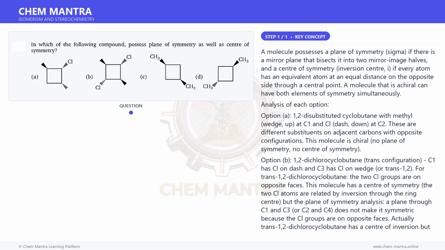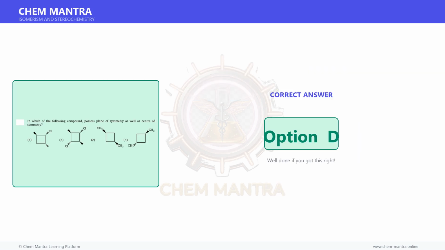Additionally, the center of the ring serves as a center of symmetry. Inverting through the center maps C1, CH3 up, to C3, CH3 down, and vice versa, satisfying the inversion center requirement. Thus trans 1,3-dimethylcyclobutane possesses both a plane of symmetry and a center of symmetry, making it the correct answer. Therefore, the correct answer is D. Therefore, the correct answer is option D.